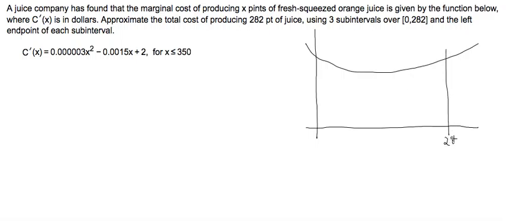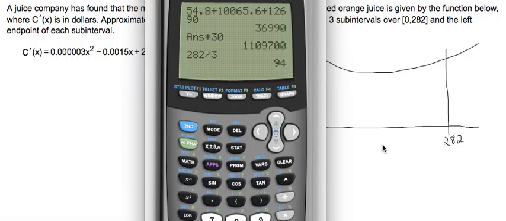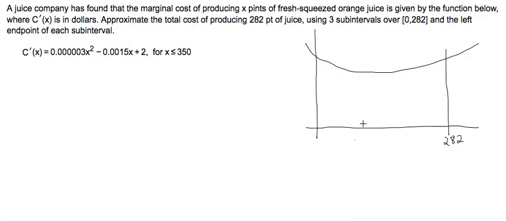Okay, so we're going from 0 to 282. I want to use 3 subintervals, so I need to divide 282 by 3 to see what the width of each one should be, and it's 94. So we'll do 94, and then 94 times 2 is going to be 188. Okay, so those are my 3 rectangles.